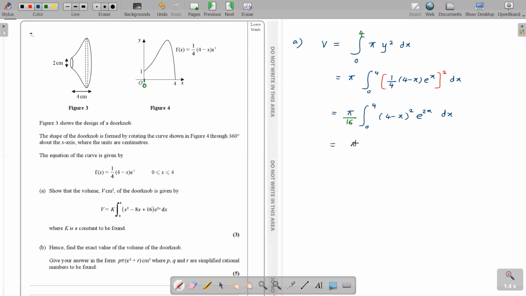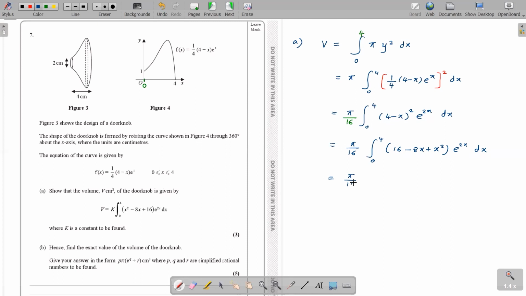So I get here pi over 16, with integral limits from 0 to 4, of 4 minus x squared. Immediately if you open 4 minus x into 4 minus x, that's 16 minus 8x plus x squared. That okay? I just open the bracket directly, 4 minus x into 4 minus x. And then outside you have e to the power 2x. So did I get the show that? Yeah, it's the same thing in a rearranged form.